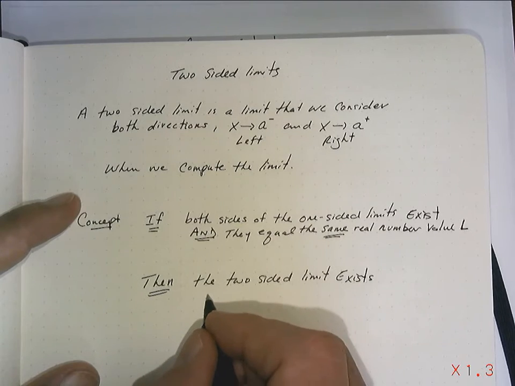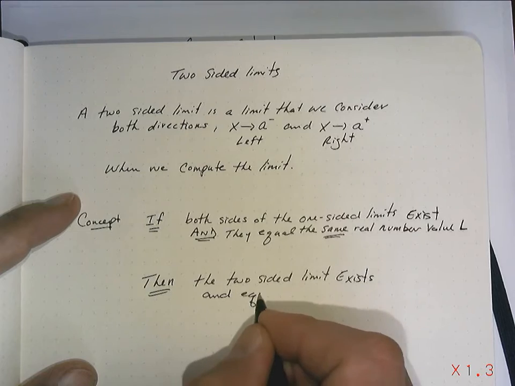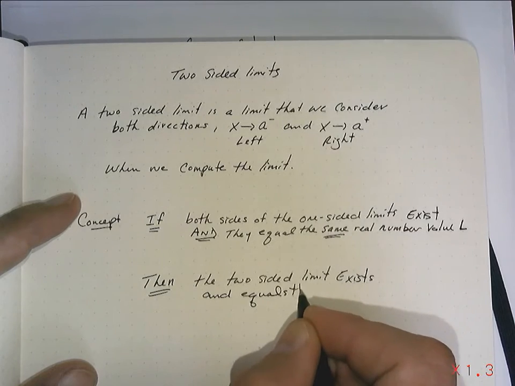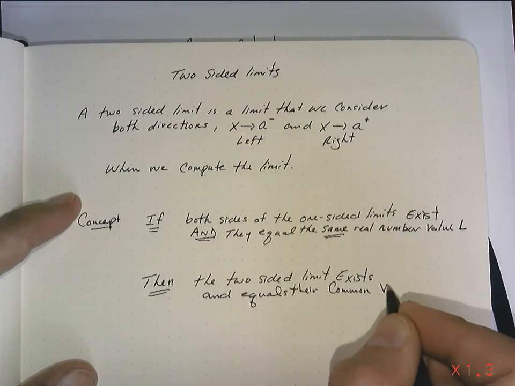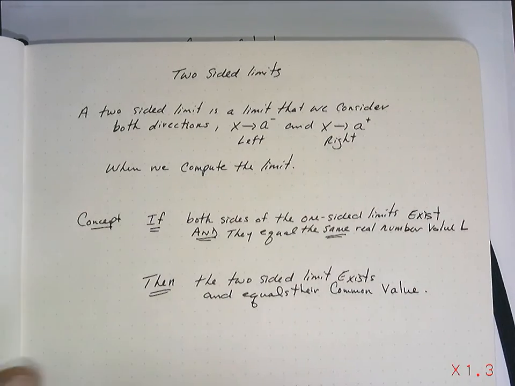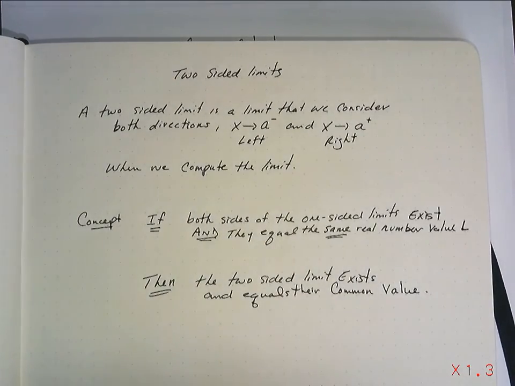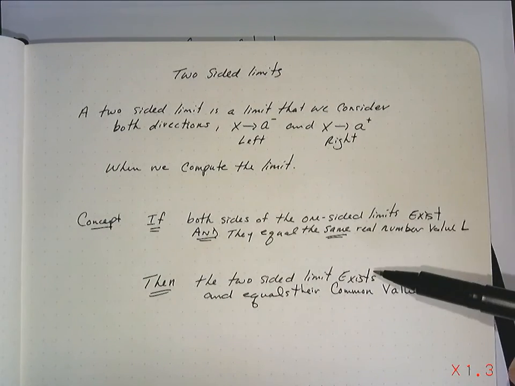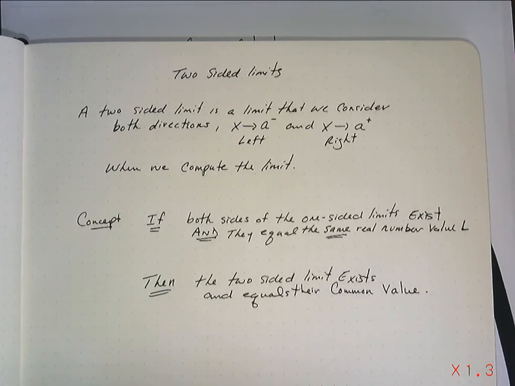and equals their common value. So this is an if-then statement. Very, very, very important in logic. Okay? So if these two things are true, then the third one is true. If these aren't true, then the third one is not necessarily true. Okay?